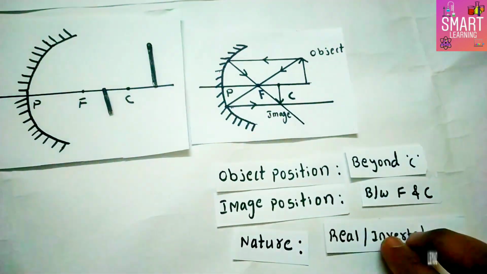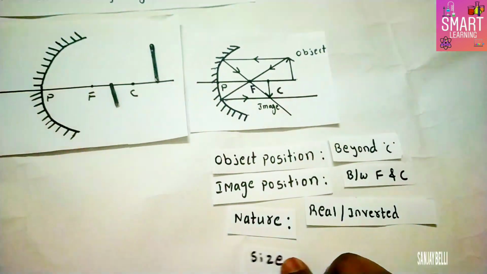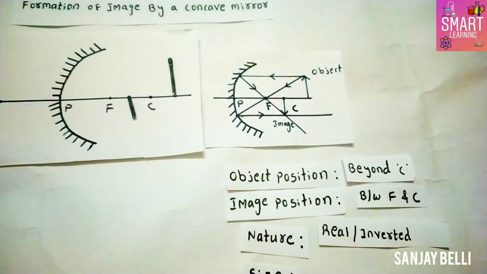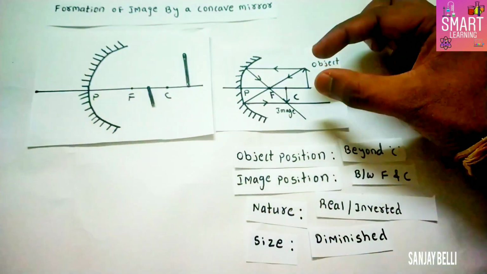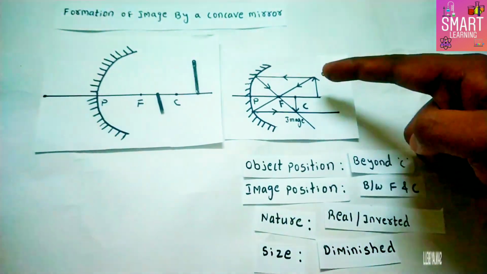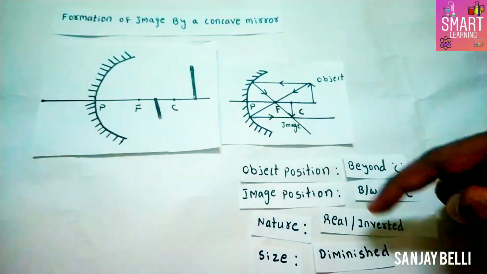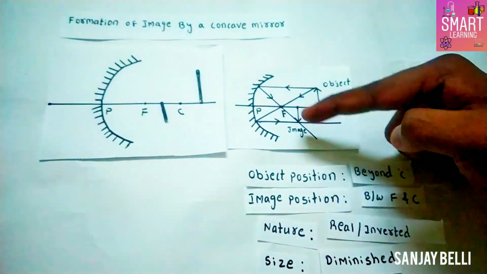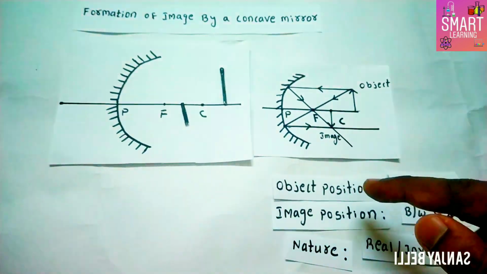So the nature of the image is real and inverted. What about its size? That means the image size. The image size is diminished. That means the object size is bigger and the image size is smaller. So the object is placed beyond C, the image is obtained between F and C, and its nature is real and inverted, and the size is diminished.